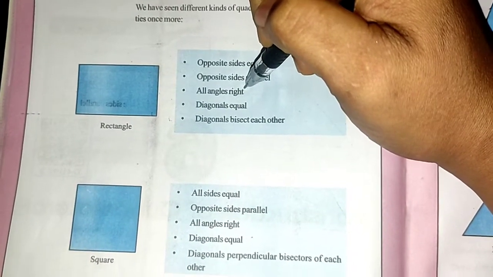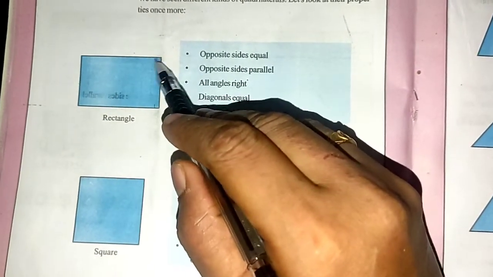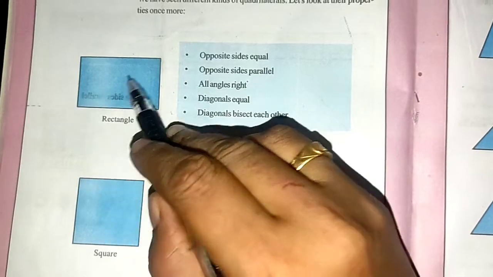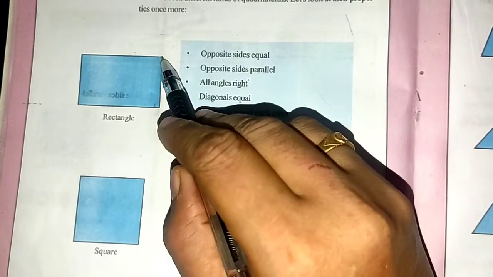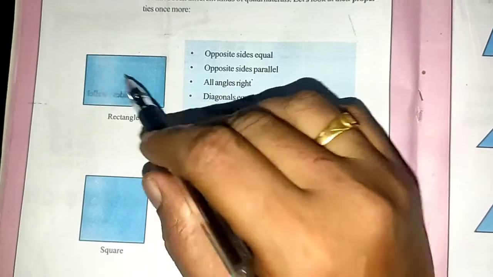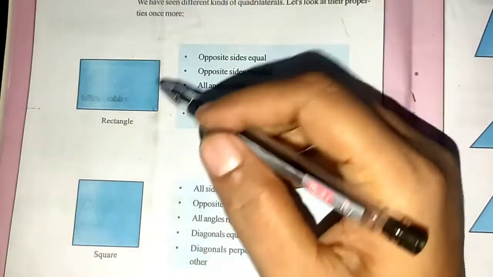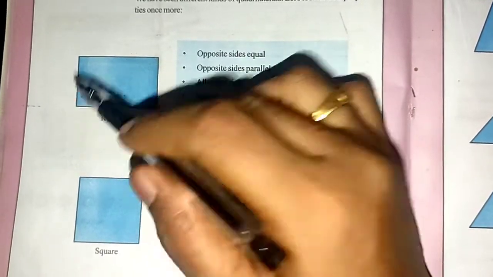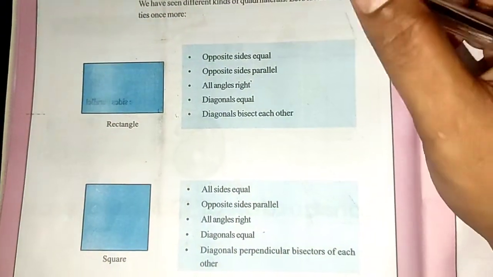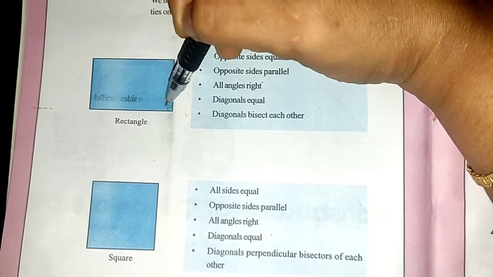Then what do you mean by a diagonal? Diagonal means a line connecting opposite vertices. So the line connecting opposite vertices of this rectangle, that is what we call a diagonal. Two diagonals are there for a rectangle, and those two diagonals are equal. And one more thing, diagonals bisect each other.